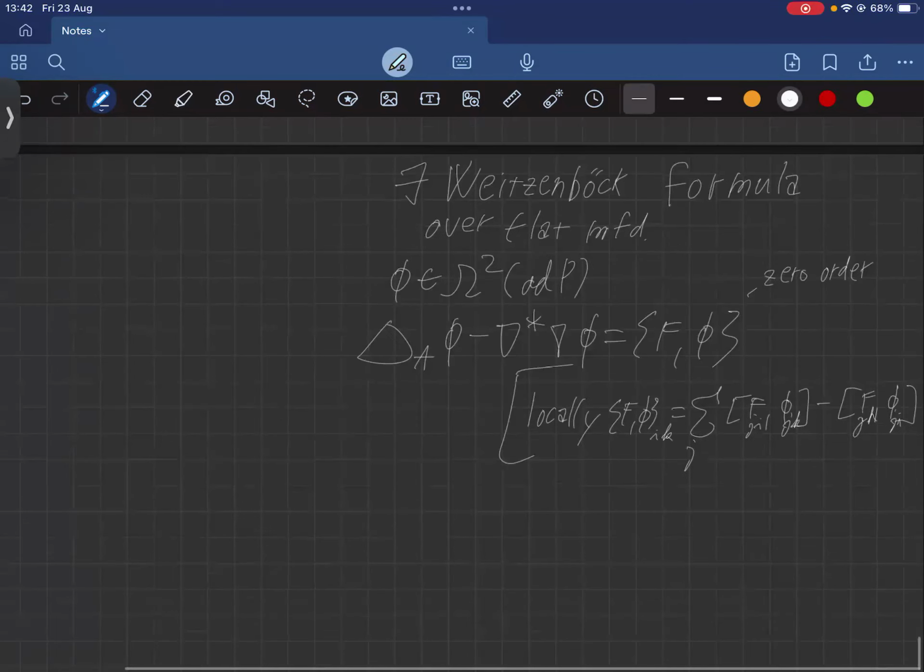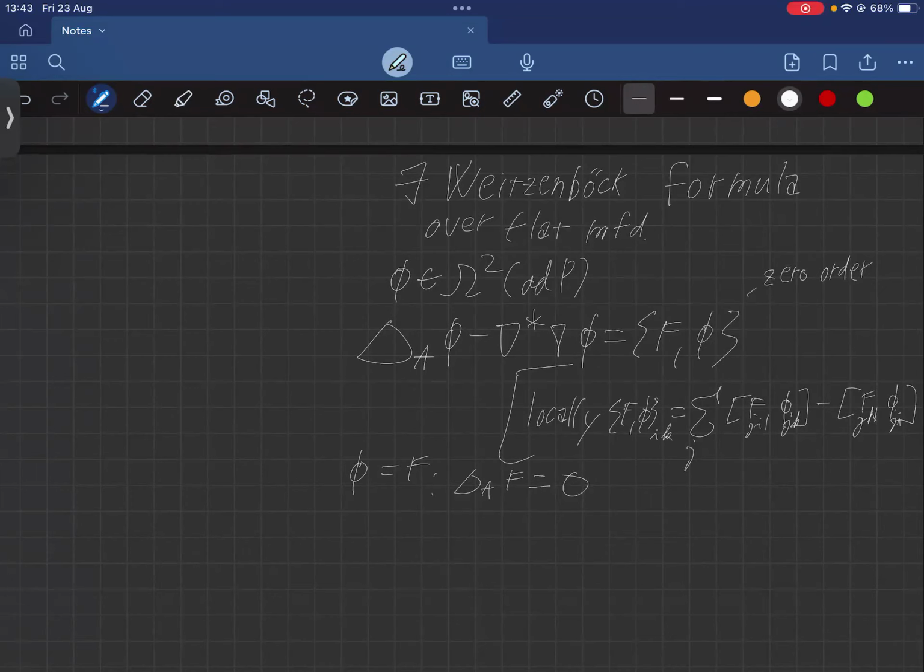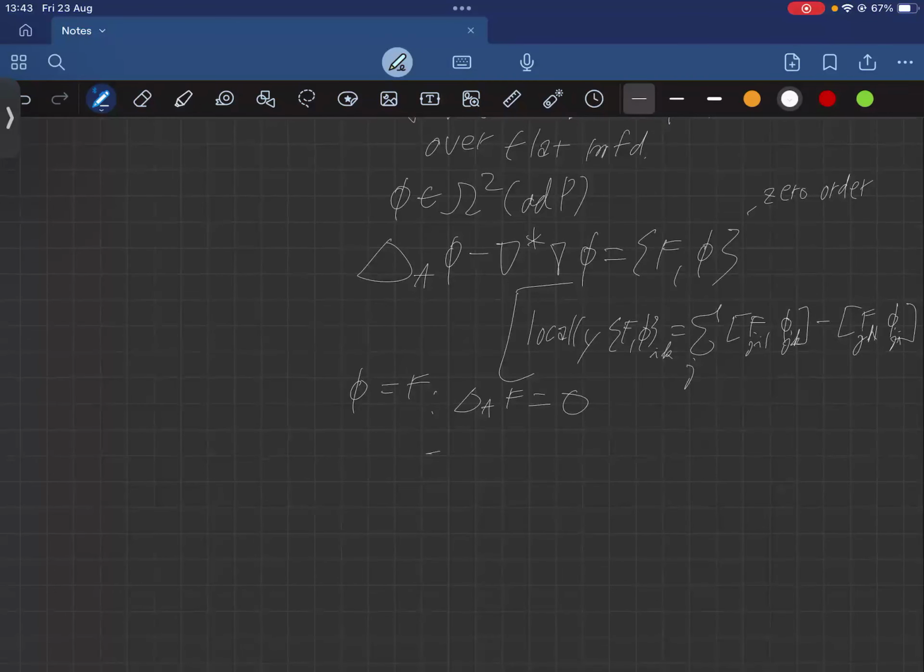Yes. So basically, where we're going to use the Weitzenböck formula is for phi equal to F, because as I mentioned a couple of times today, the Laplacian of F with respect to A is equal to 0, because we are dealing with Yang-Mills connections that have harmonic curvature. So the Weitzenböck formula becomes just minus the rough Laplacian of F equal to the bracket of F with F. So we have a way to translate a second order operator into a zero order operator, which will be useful.